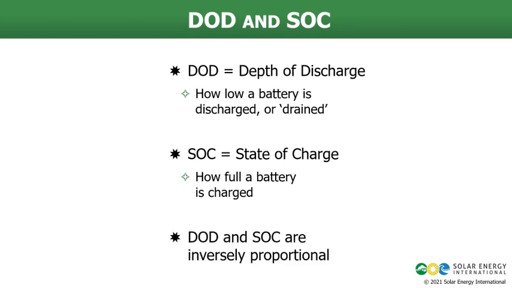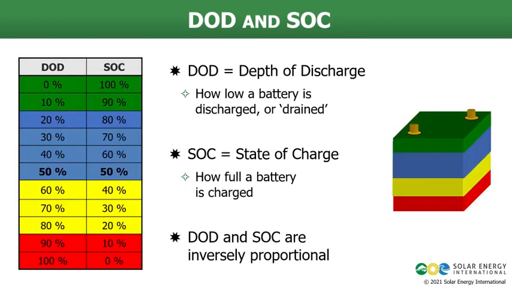We also have to remember that depth of discharge and state of charge are inversely proportional. So if we look at this chart here, 100% state of charge equals a 0% depth of discharge. We have 100% of the capacity of the battery available. We have used none of the capacity of the battery. If we have a 70% state of charge, that means we have 70% of the battery capacity remaining. We have used 30% of that battery capacity, 30% depth of discharge. If we go to a 30% state of charge, where we only have 30% of the capacity remaining, that means we've used 70% of the capacity of the battery, or a 70% depth of discharge.